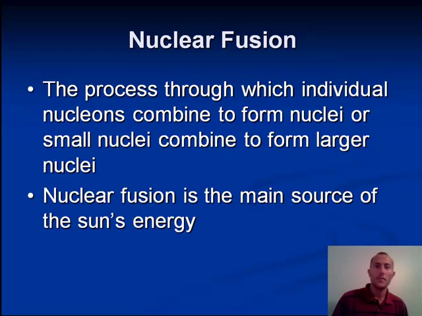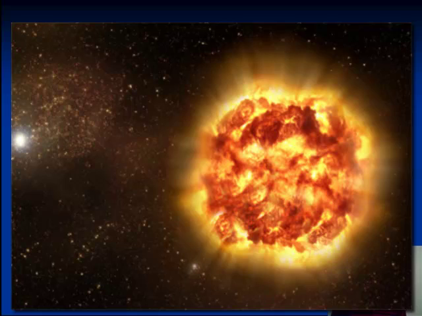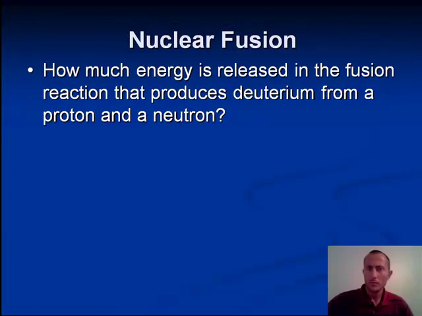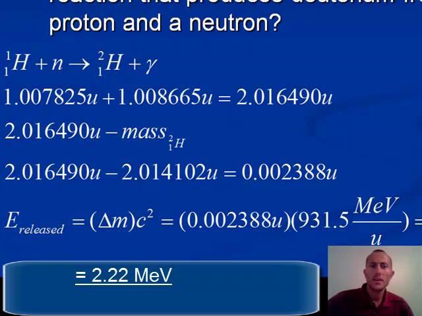If we trace it back far enough, that's where all of our energy on Earth pretty much comes from, except for geothermal, because the sun's primary source of energy is nuclear fusion. And if we look at just how much energy is produced in a fusion reaction, we can take the process that produces a deuterium nucleus from a proton and a neutron. So here we're taking a proton and a neutron, joining them together to form a deuterium nucleus, which is that 1H2. It's the hydrogen nucleus that has a proton and a neutron.